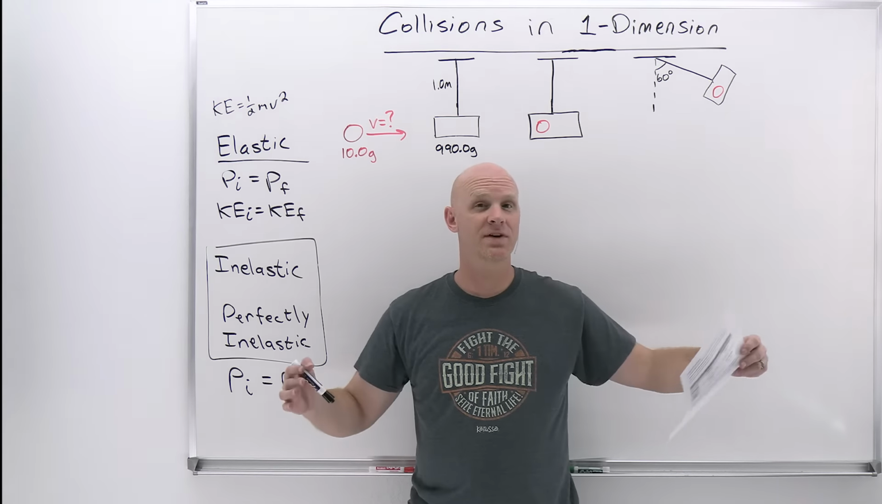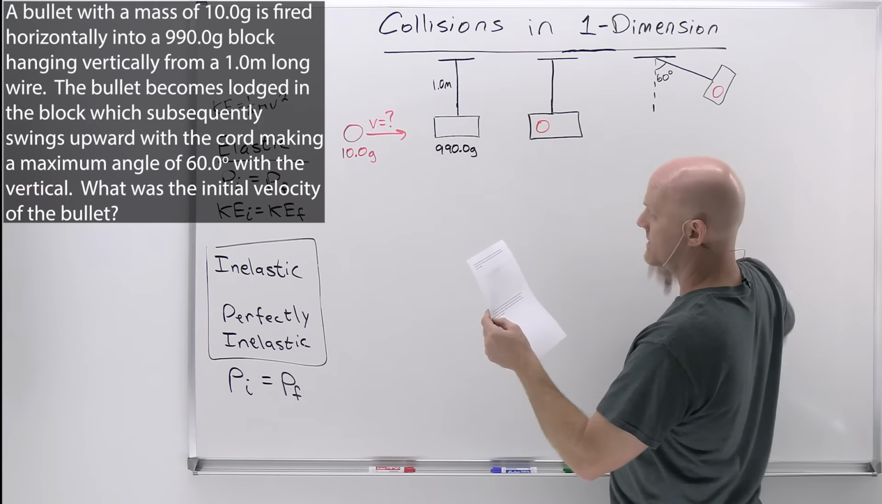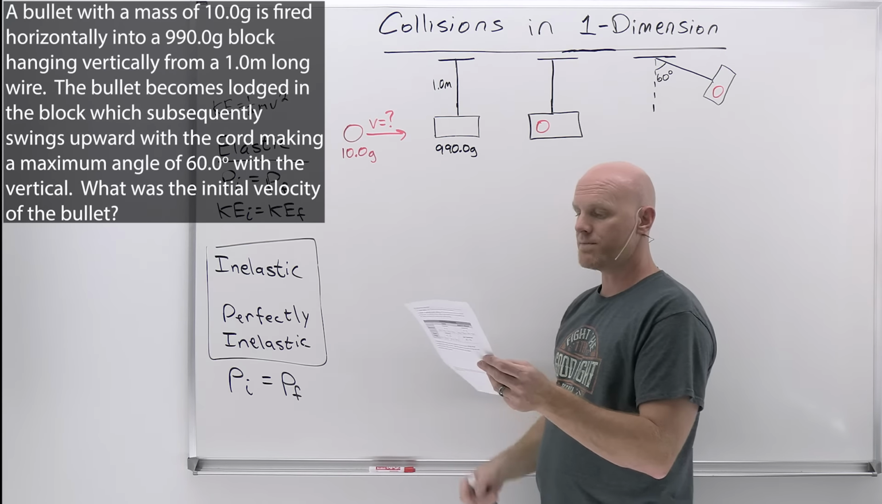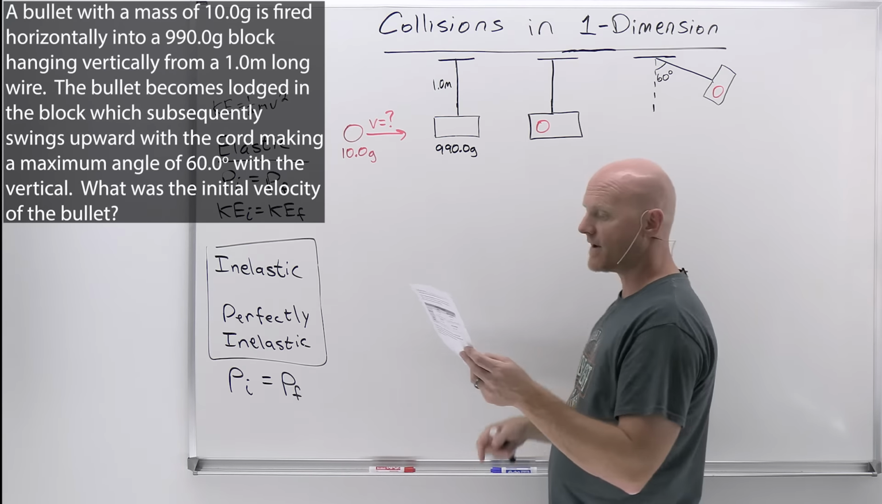So the question says a bullet with a mass of 10.0 grams is fired horizontally into a 990.0 gram block hanging vertically from a 1 meter long wire. The bullet's going to become lodged in the block, which subsequently is going to swing upward with the cord making a maximum angle of 60.0 degrees with the vertical. What was the initial velocity of the bullet?